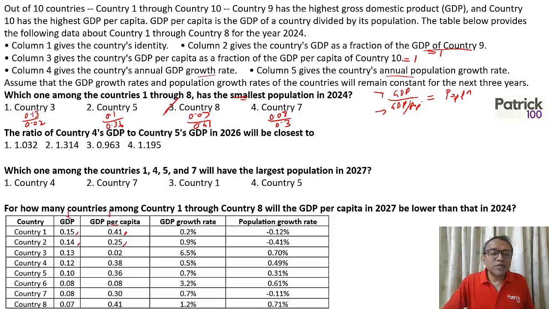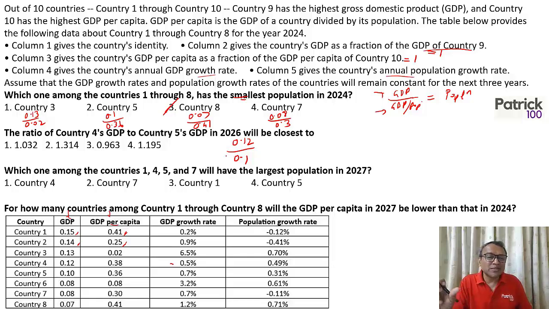The ratio of country 4's GDP to country 5's GDP in 2026. So the GDP in 2024 is given as country 4 to country 5 is 0.12 upon 0.1, which is 1.2. Now if you look at country 4's GDP, the growth rate is 0.5%. Normally if the percentage is very small, less than 5%, you can just add it up. It doesn't make a big difference. So if I'm going from 24 to 26, 2 years, it will change by a maximum of around 1%, not more than that. 0.5 plus 0.5 will give you 1%, approximation.